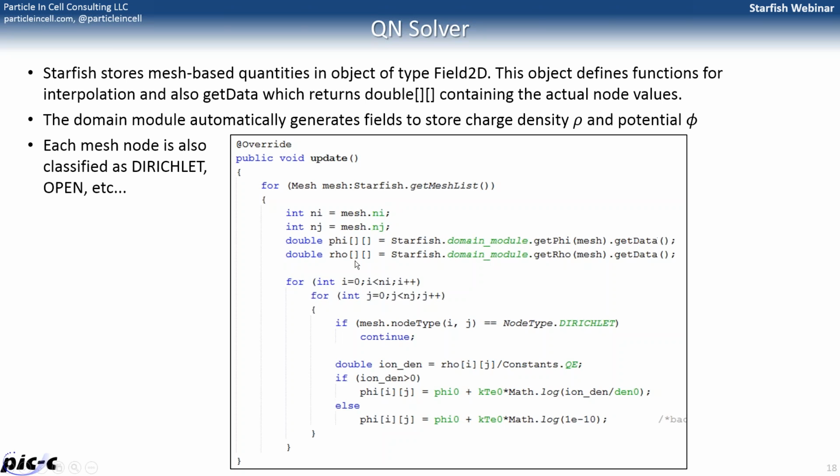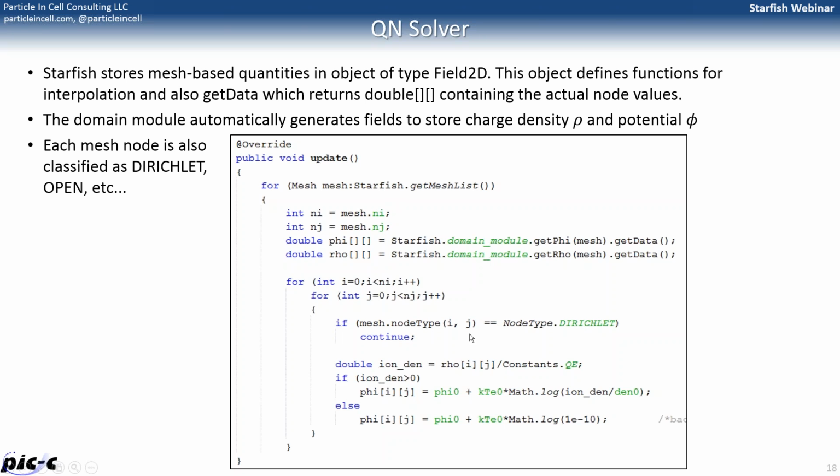But anyway, here we get the actual data. So now we have a two-dimensional array of doubles. This contains the potential. This is the I index, the J index, and this is the charge density rho. The next thing we have to do at this point is just a simple loop through all the nodes, all the I's and all the J's, and we first make sure that the node is not a fixed node, not a Dirichlet node, because on Dirichlet nodes we don't want to be changing the potential, since that's fixed.